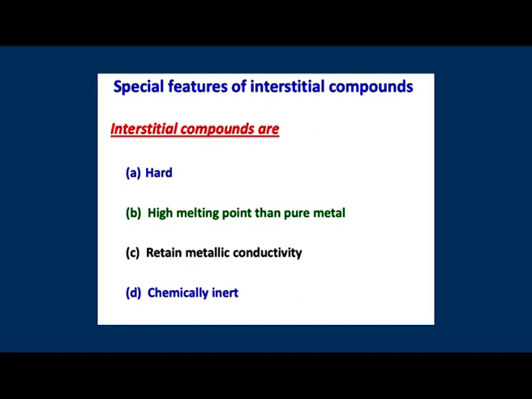Special features of interstitial compounds. The interstitial compounds are characterized by the hard nature. They are extremely hard, with high melting point compared to the pure metal. They retain their metallic conductivity even in the form of interstitial compound. They are highly chemically inert.